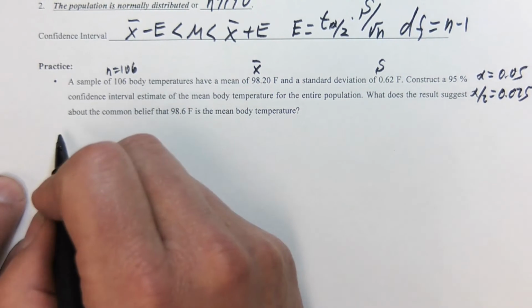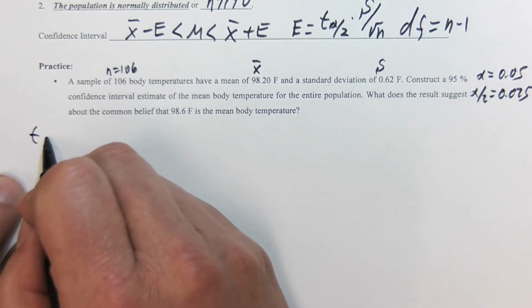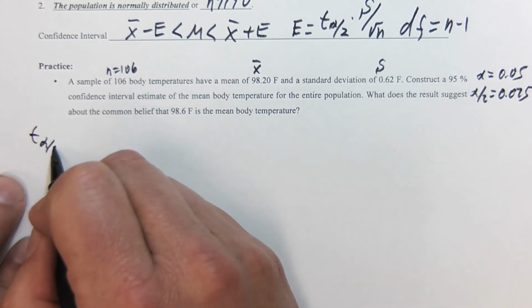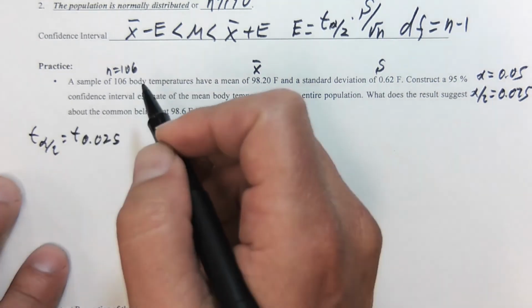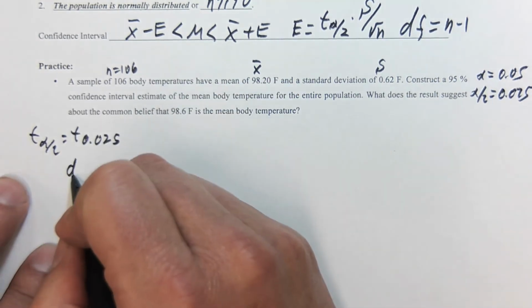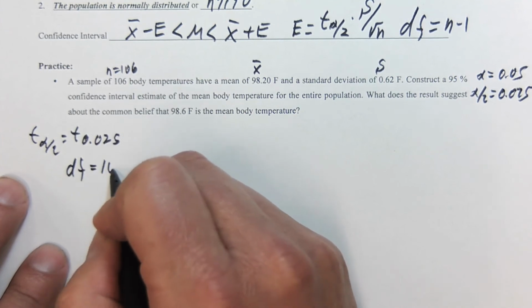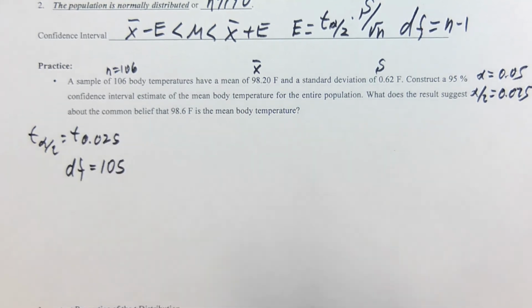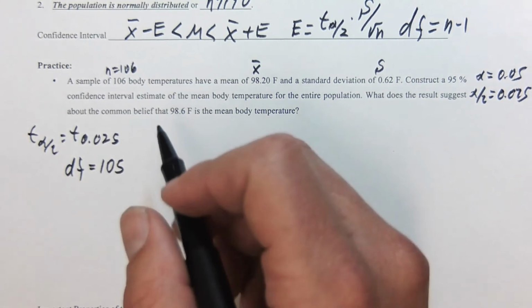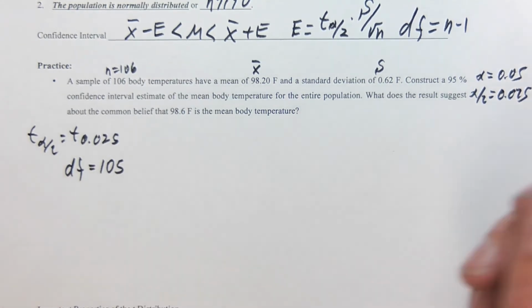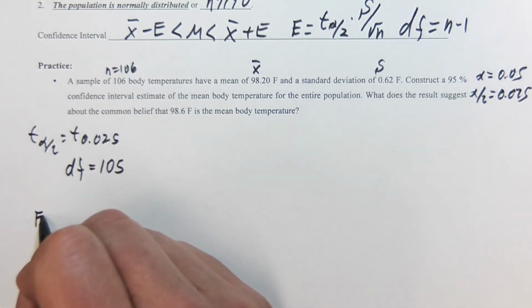So for sure what I'm going to need is t sub alpha over 2 or t sub 0.025 with the degrees of freedom of 105. Now what will happen on our table is we're going to have to get a good guess, and we're going to have to round it to 100 because we don't have the 105. Your calculator can get a much more precise one if we need it. So let's find E.